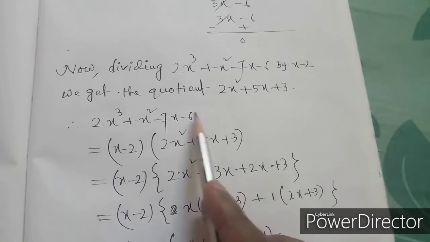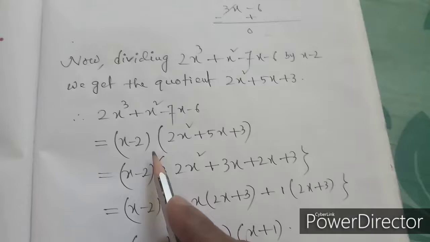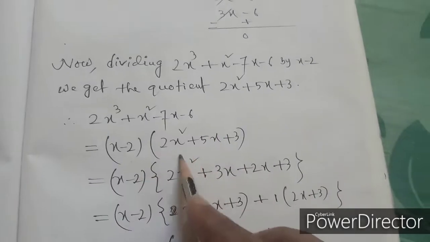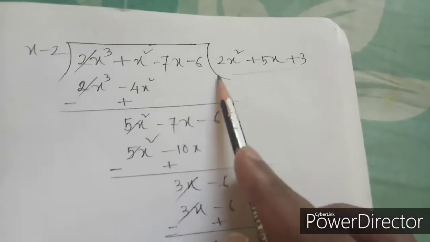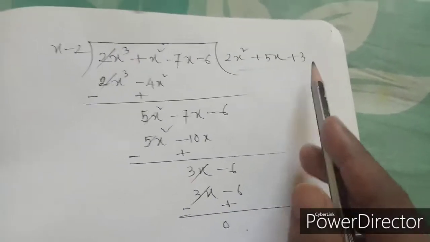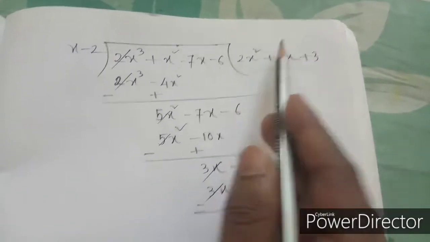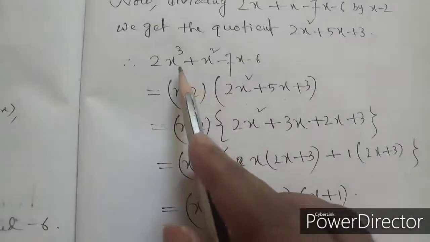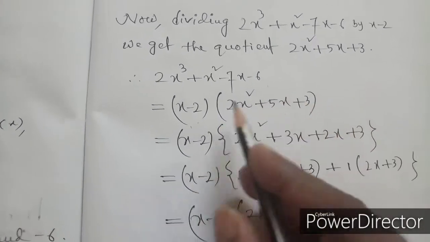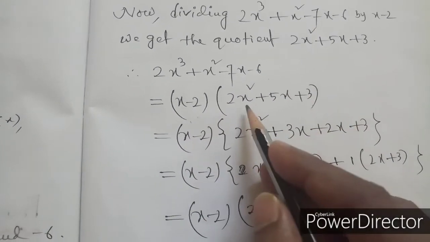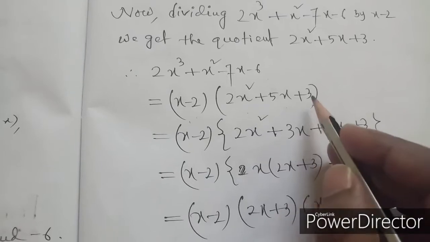So now the original polynomial can be written like that: x minus 2 into 2x square plus 5x plus 3, because x minus 2 is a factor and the quotient is 2x square plus 5x plus 3. So this one and this one are multiplied. Got it? So 2x cube plus x square minus 7x minus 6 equals x minus 2 into 2x square plus 5x plus 3.